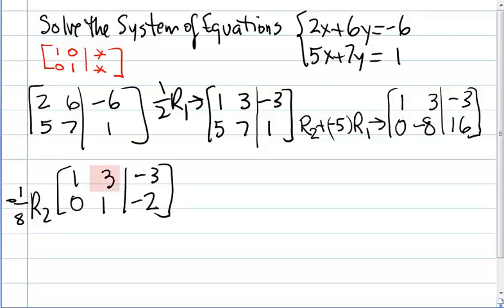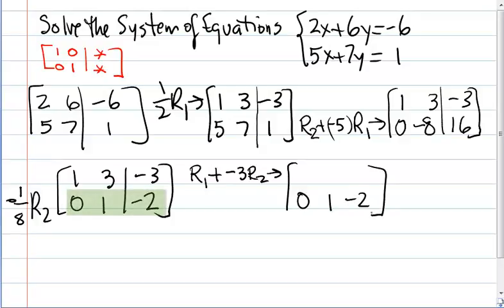Now I have to go to this position and make a 0 there. So I'm going to take row 1 and add to it -3 times row 2. So going across row 2, I take -3 times 0 and add 1, -3 times 1 and add 3, -3 times -2, that's +6, and -3 gives me 3.